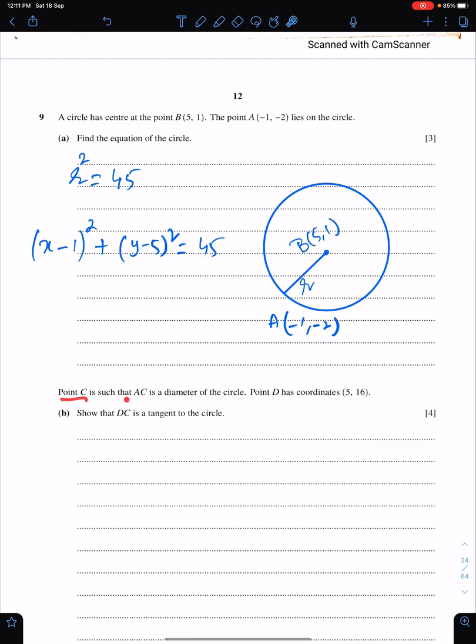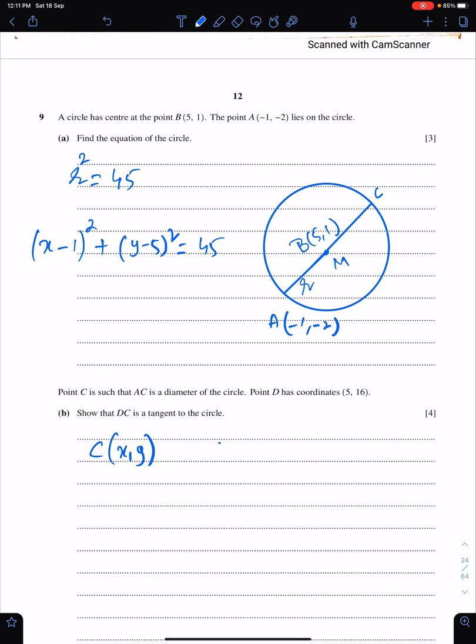Point C is such that AC is a diameter. So C should be here. And B is the midpoint of these two points, so we can easily get the coordinates of C. So first, get the coordinates of C. C is (x, y). We have B as the midpoint. This is the midpoint, B. So with the help of the midpoint 5, 1, we can get the coordinates of C.